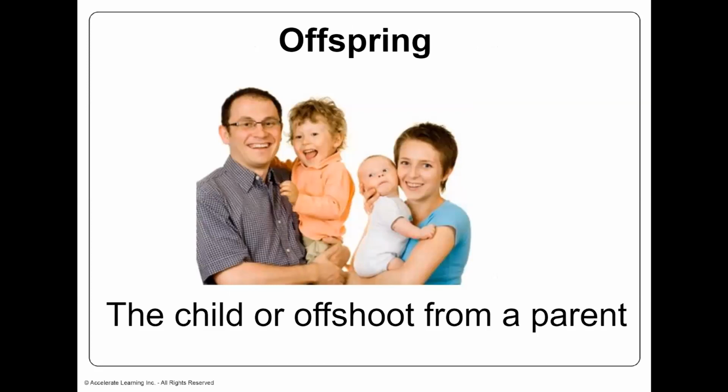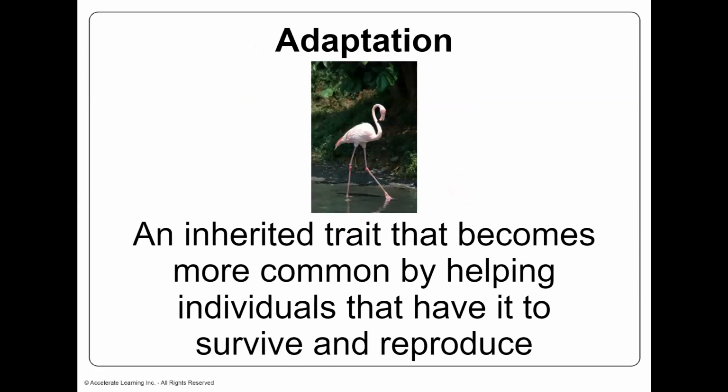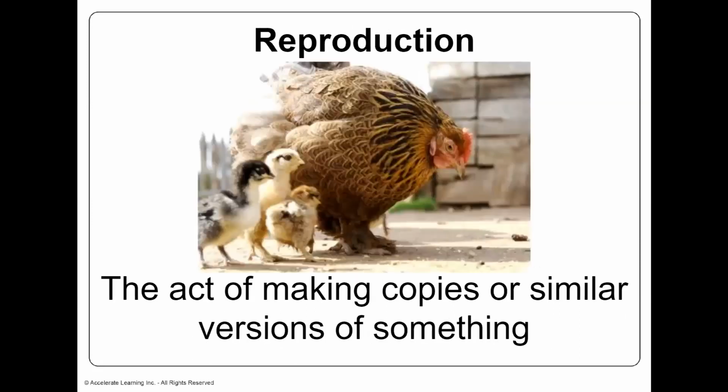Okay, the next word is the word offspring, and an offspring is the child or offshoot from a parent. So you are your parent's offspring. Adaptation. We just spent a whole week talking about this. I'm not even going to talk about it because basically adaptations are traits.